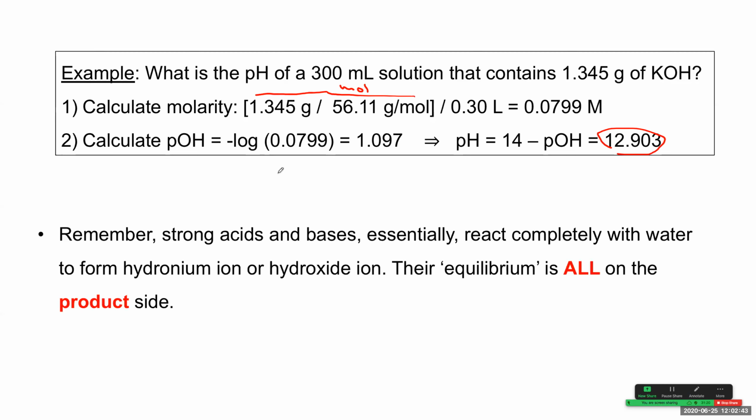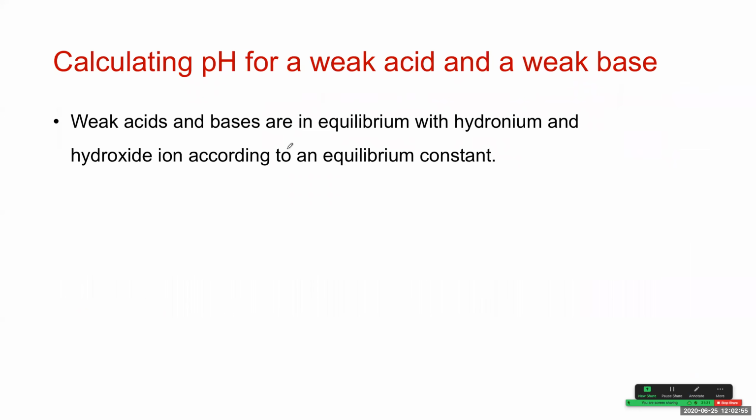A reminder, strong acids and bases essentially react completely with water to form hydronium ion or hydroxide ion. Their equilibrium is all on the product side. So let's look at calculating the pH for a weak acid and a weak base. Weak acids and bases are in equilibrium with hydronium ion and hydroxide ion. The acid is in equilibrium with the hydronium ion, and the base is in equilibrium with the hydroxide ion, according to the equilibrium constant.